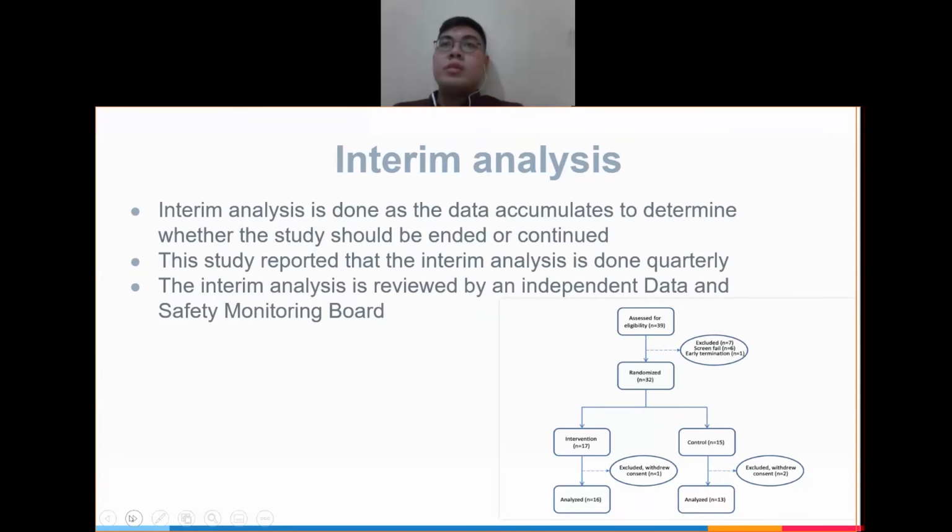Interim analysis is done as the data accumulates to determine whether the study should be ended or continued. This study reported that they do the interim analysis quarterly, and the interim analysis is then reviewed by an independent data and safety monitoring board. Next.